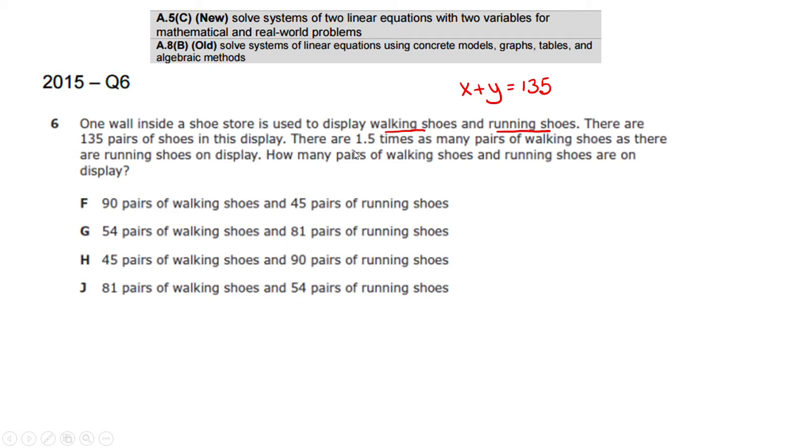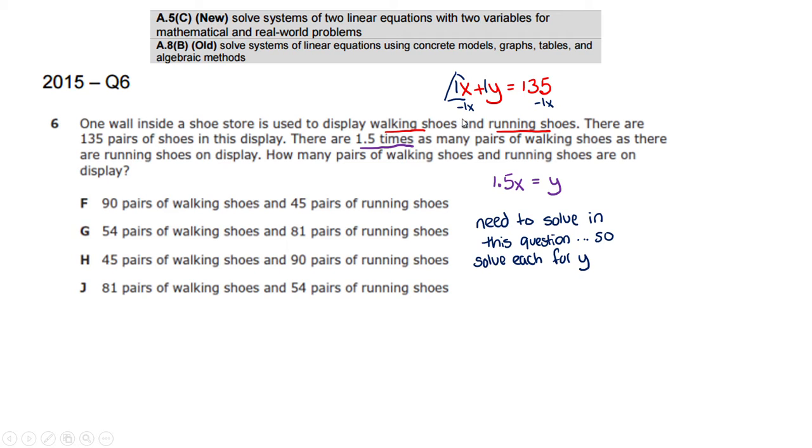Now the third sentence says there are 1.5 times as many walking shoes as running shoes. Now if walking shoes is X, that means 1.5 times as many of those shoes as running shoes. So that means 1.5 times X is your Y. Now, it wants to know how many pairs of walking shoes and running shoes are on display. The only way to do this is to solve both of these equations for Y. The second equation in purple is already solved for. It's just Y is on the wrong side, but that's no problem. We can switch it.